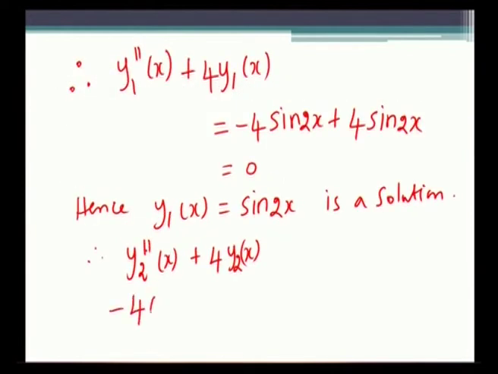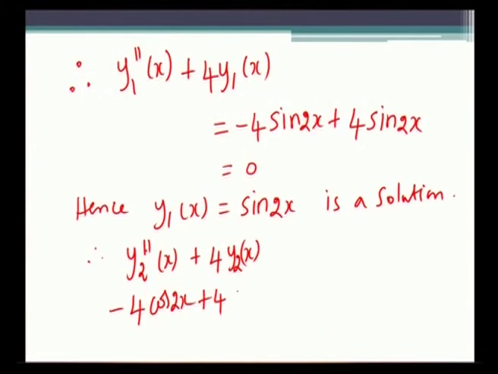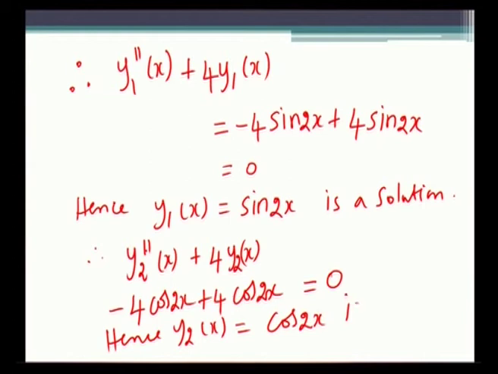So, minus 4 cos 2x plus 4 y2 of x. What is y2 of x? It is cos 2x. So, these two will get cancelled, and you will get 0. Hence, y2 of x, which is assumed as cos 2x, is also a solution. This is how we can prove whether the assumed function is a solution or not of a given differential equation.